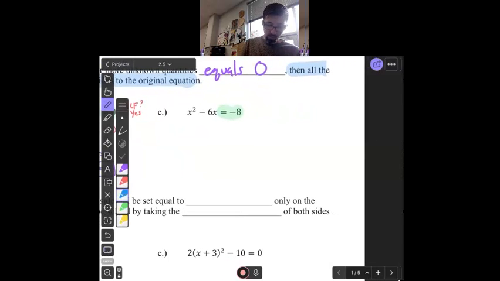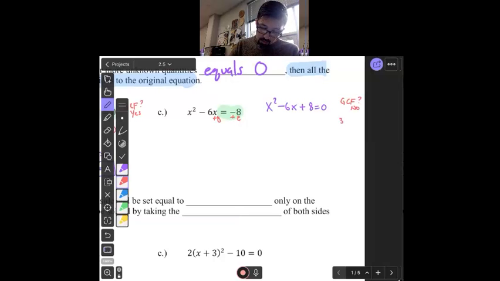This problem is not set equal to 0, so I'm going to add that 8 to the other side first. X squared minus 6x plus 8 equals 0. And then we want to run through our factoring skills, right? So can I factor that by GCF? And those three things don't have anything in common, so no, right?